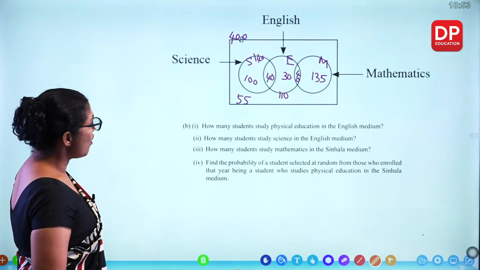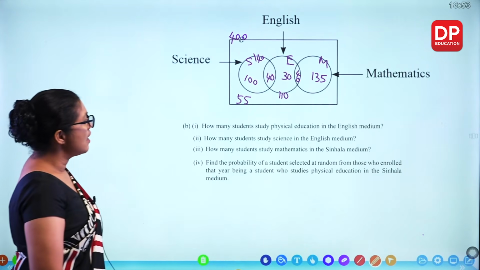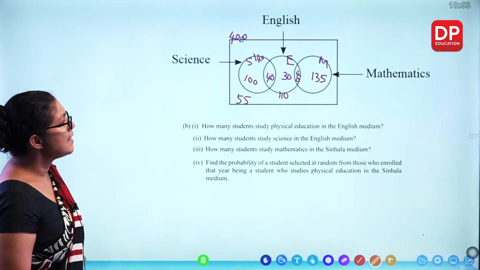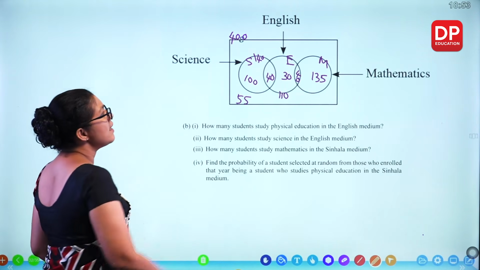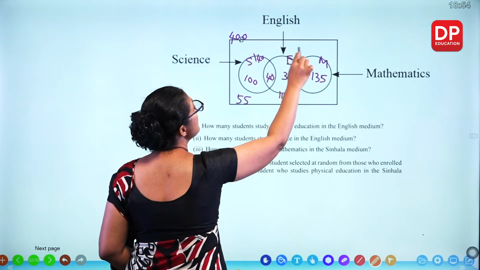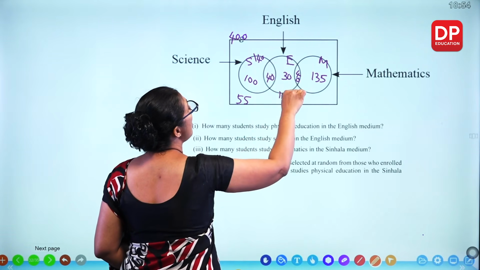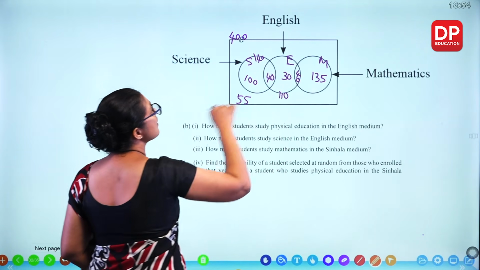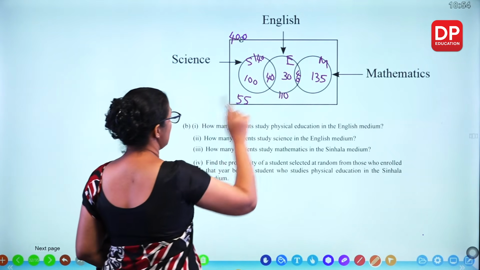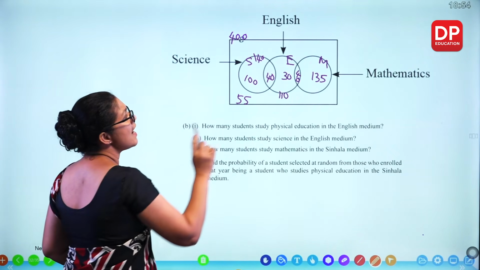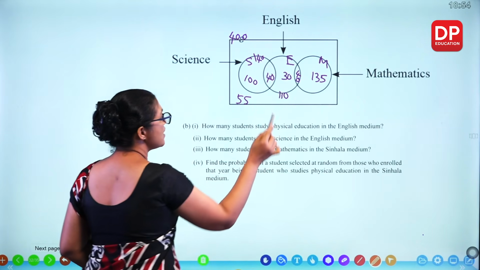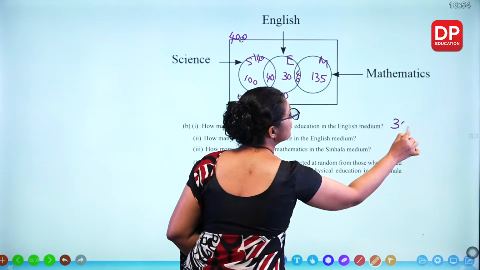Now we'll look at how to answer these questions. How many students study physical education in the English medium? Now English medium is this one. Science and maths here. That means outside English means not outside, inside English medium but outside the 2 circles. So 30 is the answer.